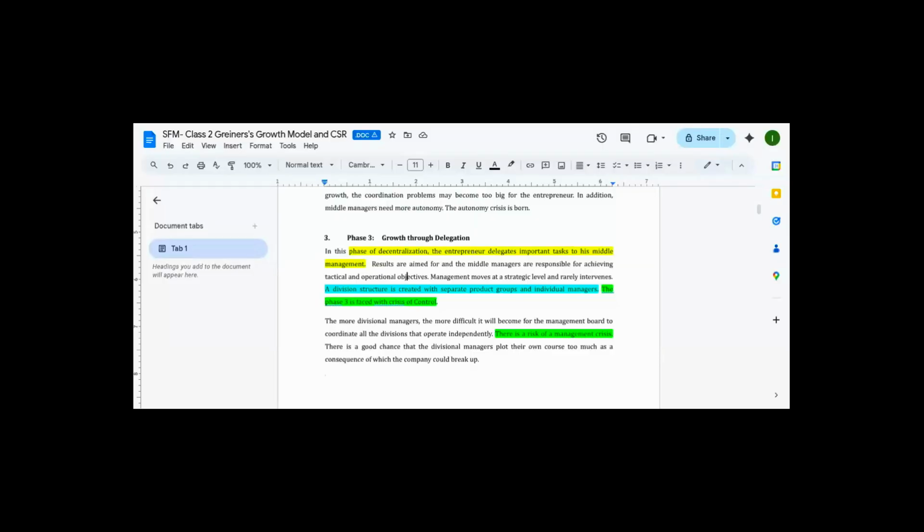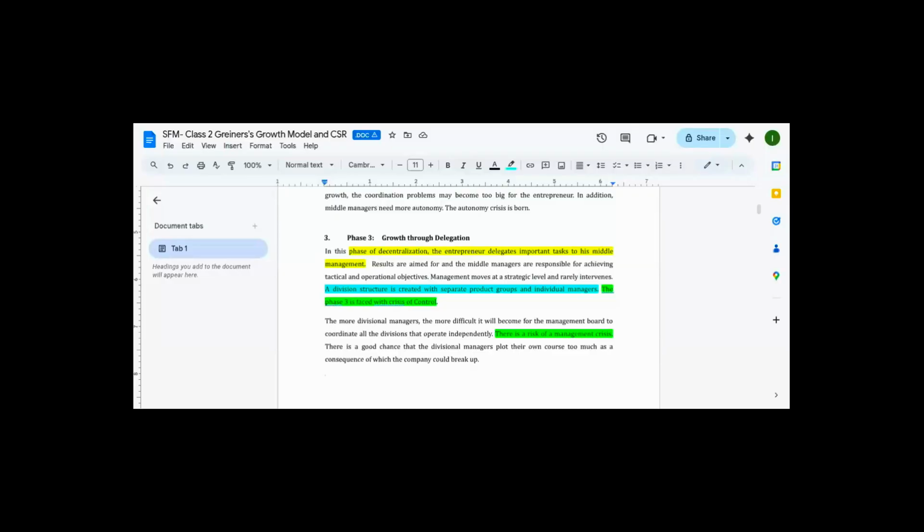That point has been included, and this is the point. Management moves at a strategic level and rarely intervenes in all operational activities. They always report. That is what they need. Report, supervision, and acting as management by exception. Anytime there is a crisis, they can support the middleman for them to achieve common goals.